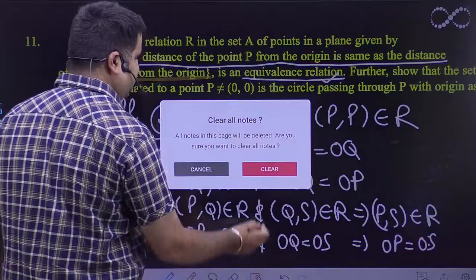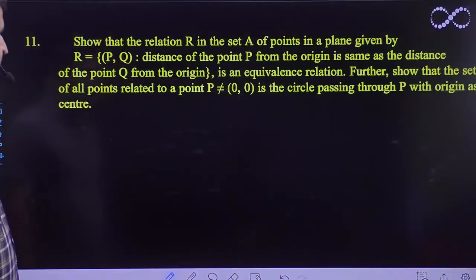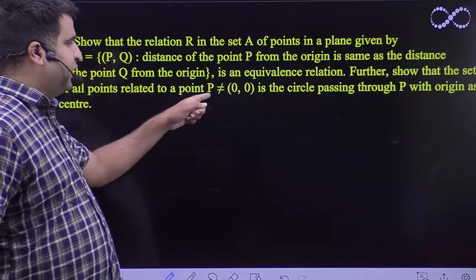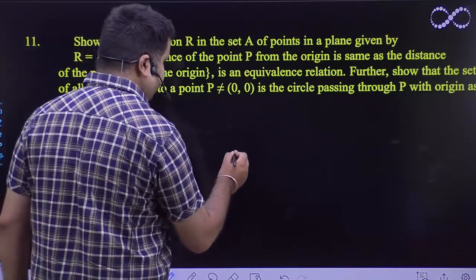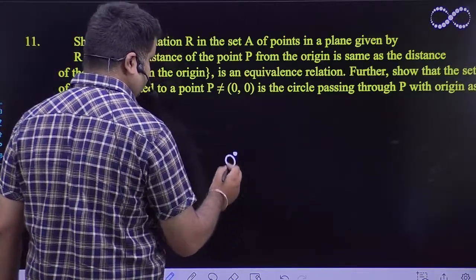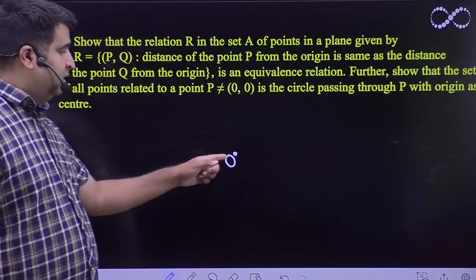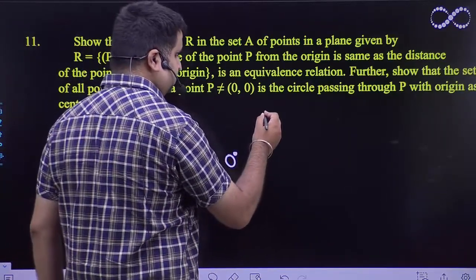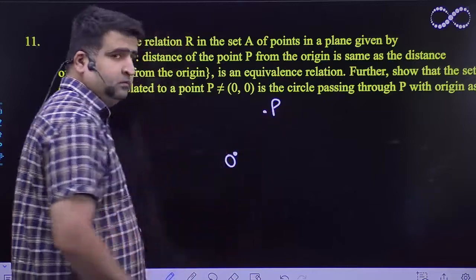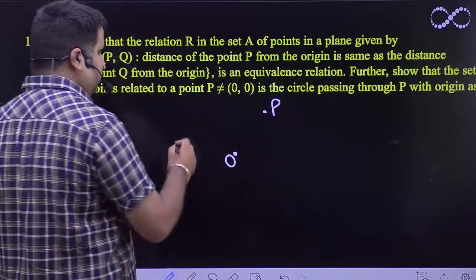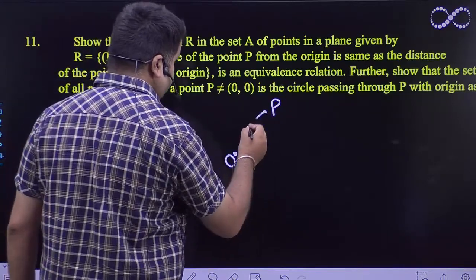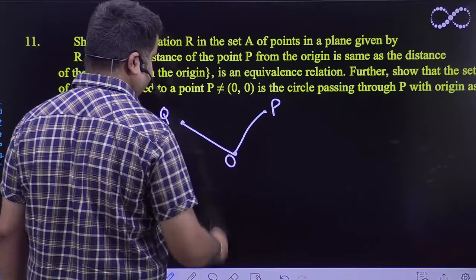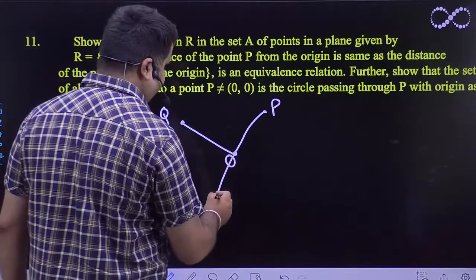So for the next part, let's see. Further show that the set of all the points related to point P is a circle passing through P with origin as the center. So we are taking all the points whose distance from the point P and O, right, is equal to the distance of that point from O, right? So this distance must be equal to this distance. This can become in a lot of cases, right?